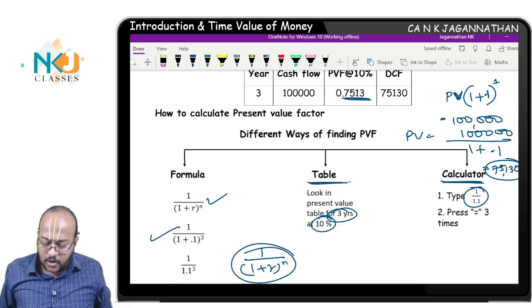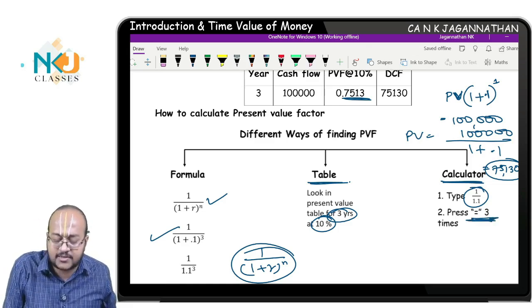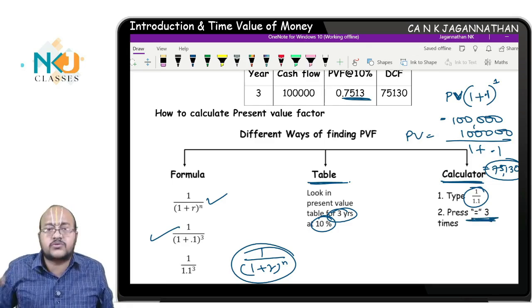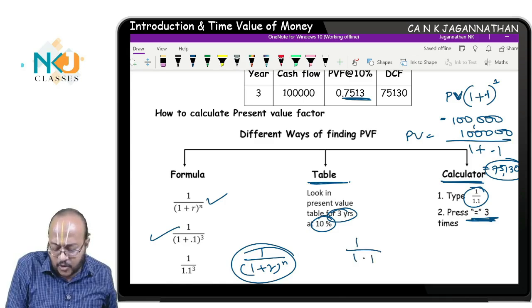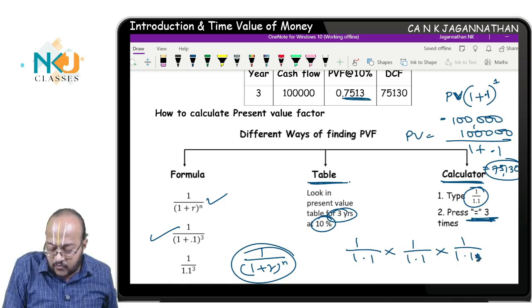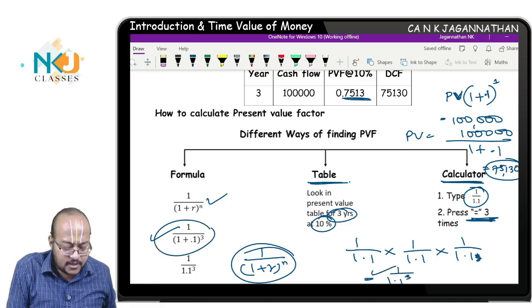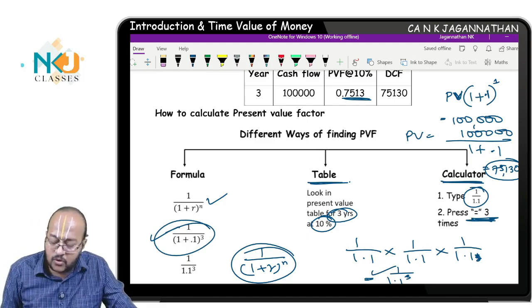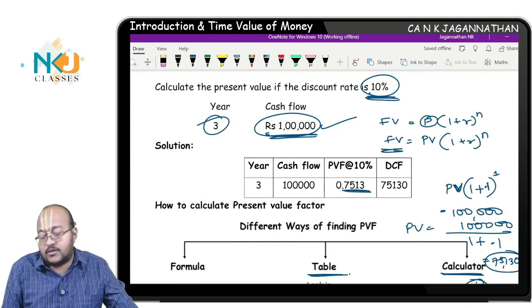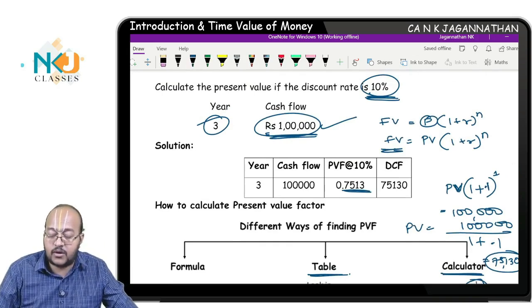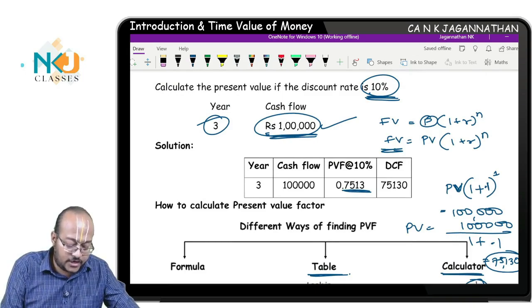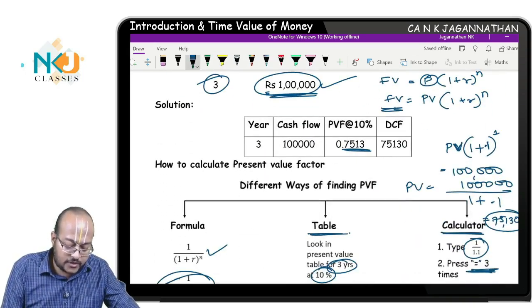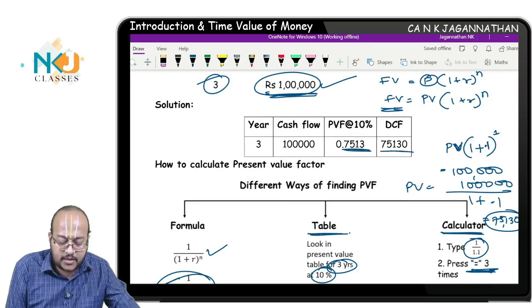Then press equal to 3 times. Why are you pressing equal to 3 times? When you press equal again, it is 1 divided by 1.1 into 1 divided by 1.1 into 1 divided by 1.1, which is nothing but 1 divided by 1.1 raised to the power 3. So just press equal 3 times and you will get the present value factor, 0.7513. This is how you find the present value factor for a single cash flow, and you multiply it with 1 lakh and you will get the discounted value. Very simple.